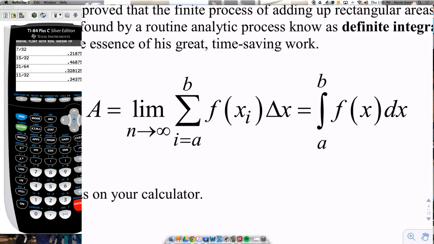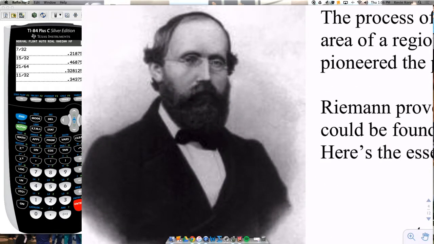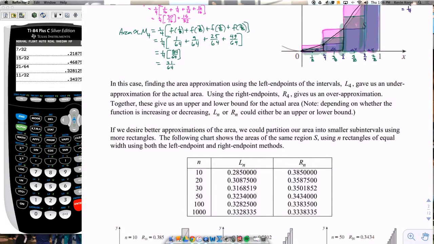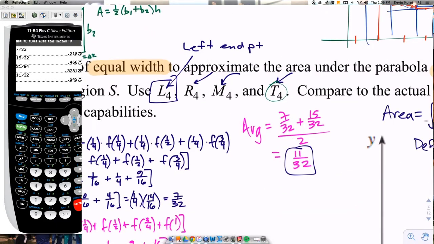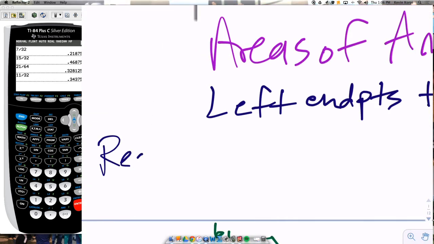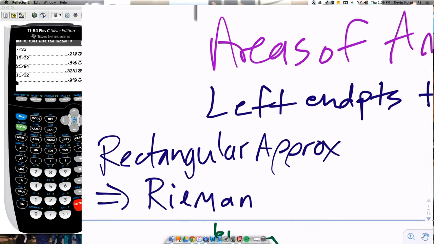But it is dependent upon knowing the antiderivative, okay? Pretty cool. Now, because he was a pioneer in making that leap, Riemann, we kind of named some of the methods after him. So if you come back up here, anytime you're using a rectangle, whether it's a left, right, or midpoint, we call the rectangular approximation methods, we call the method of Riemann sums.